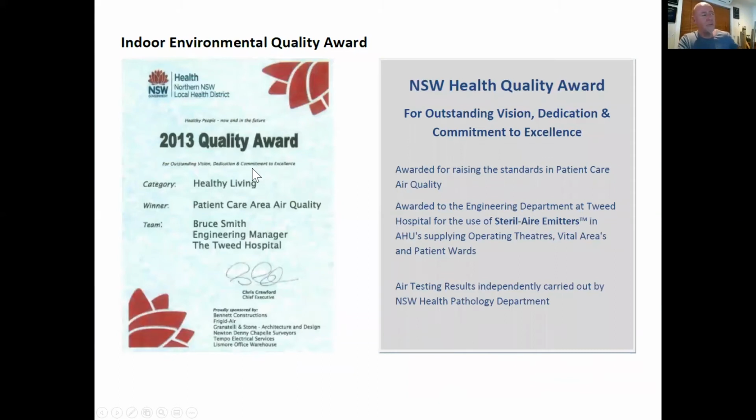This is an example of a hospital engineering department that submitted and achieved an award for improving patient care by installing Steril Aire in all the air conditioning systems. The hospital also noted a reduction in staff absenteeism once it had been installed.